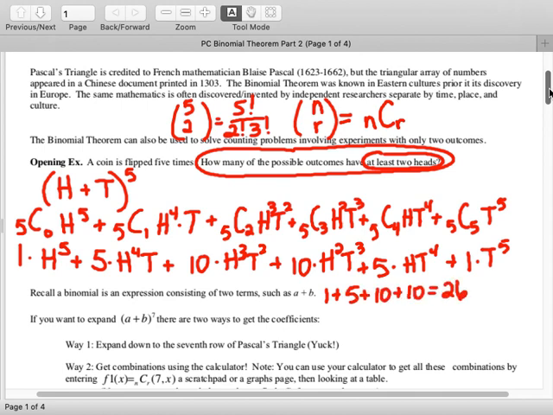So there are 26 possible outcomes. Okay, the 1 plus 5 plus 10 plus 10, because the last 2 are not 2 heads. So, binomial theorem is used in counting problems. You can also use it to do some probabilities, which is neat.